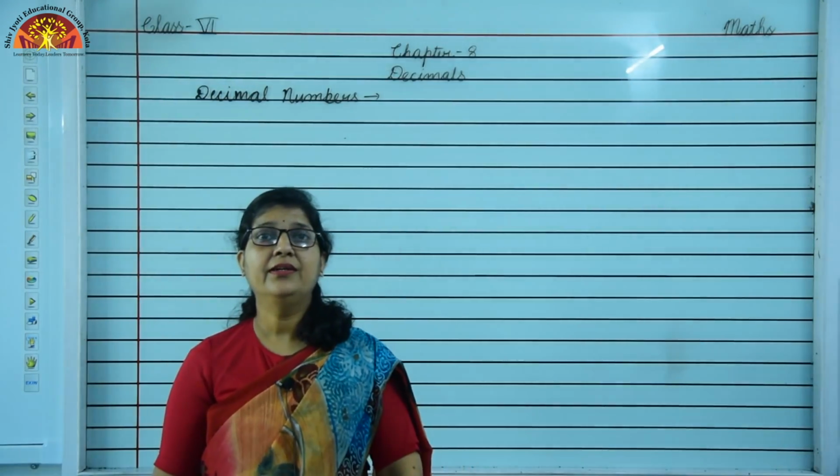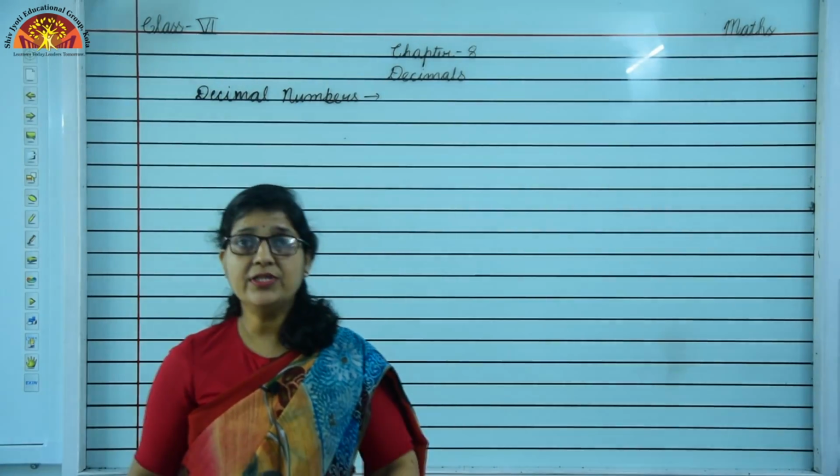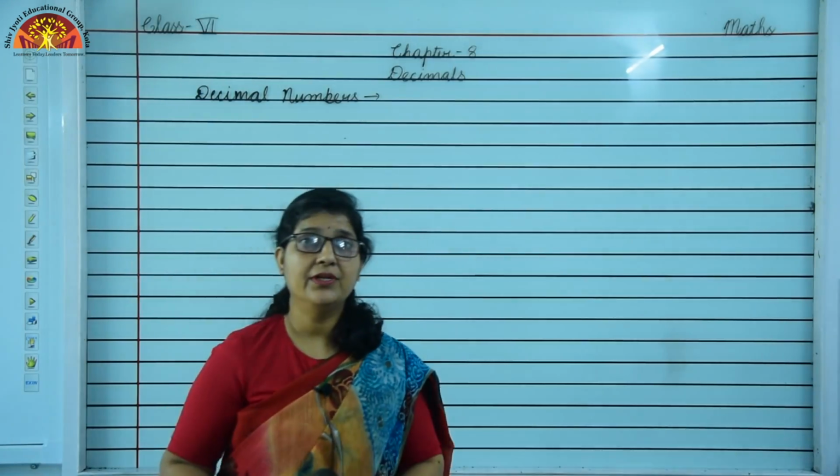Friends, today we will start chapter 8, decimals, of class 6 maths. Friends, open your book to page number 164. You already know about natural numbers, whole numbers, integers, and fractions. Today we will discuss decimal numbers.